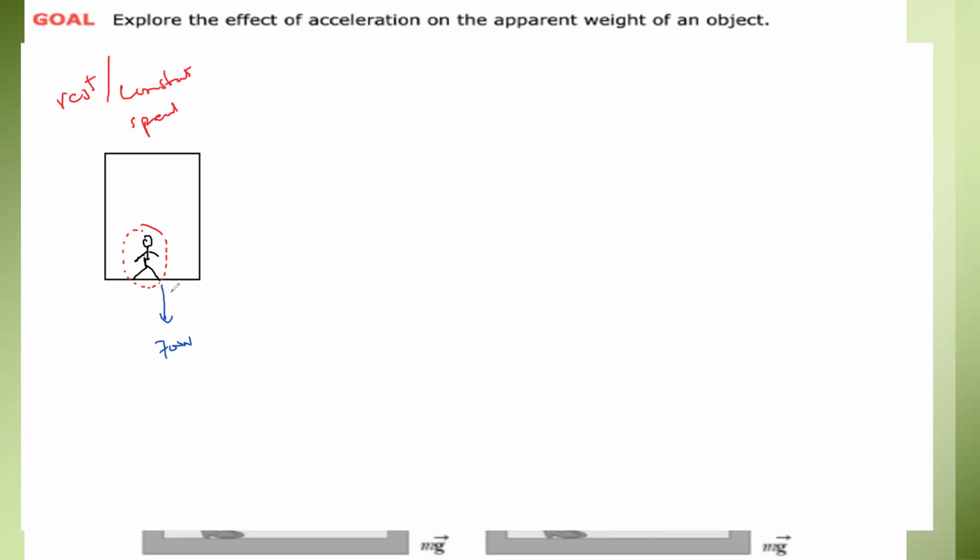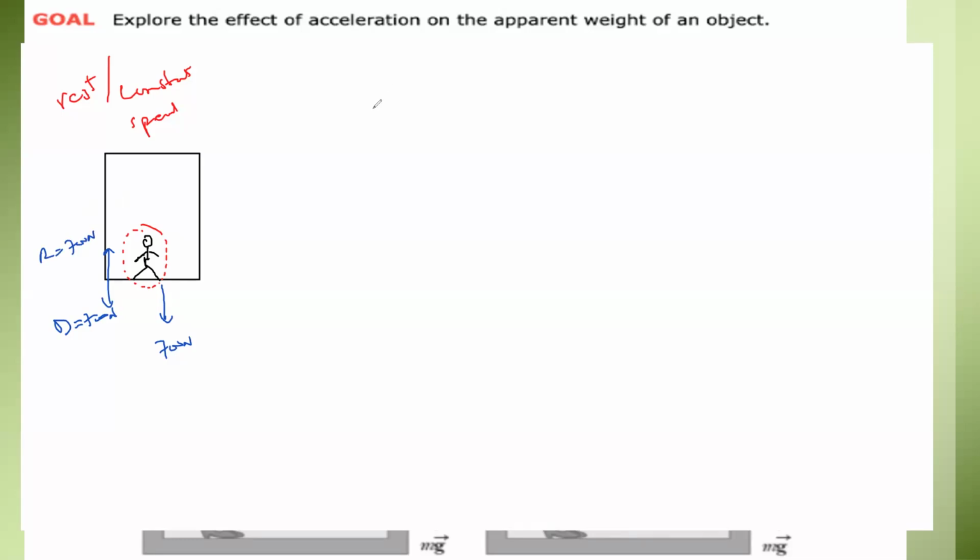So what about the contact force here? The total downward force is 700 Newton. So how much will be the normal contact force? The normal contact force will be 700 Newton. That is the first case.